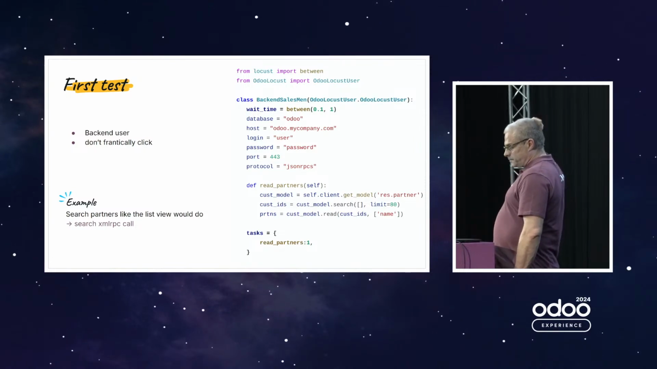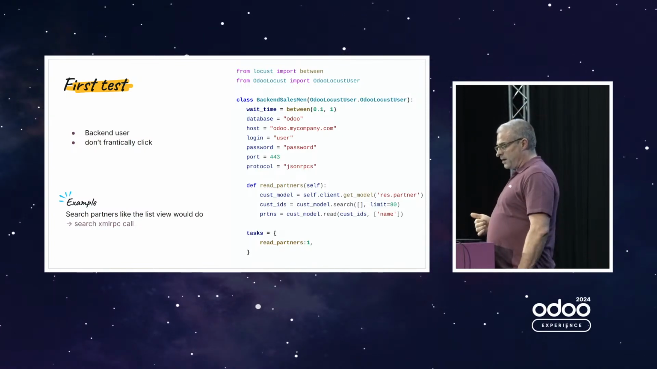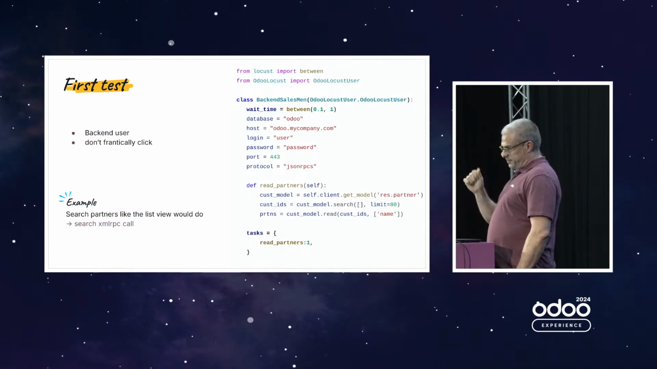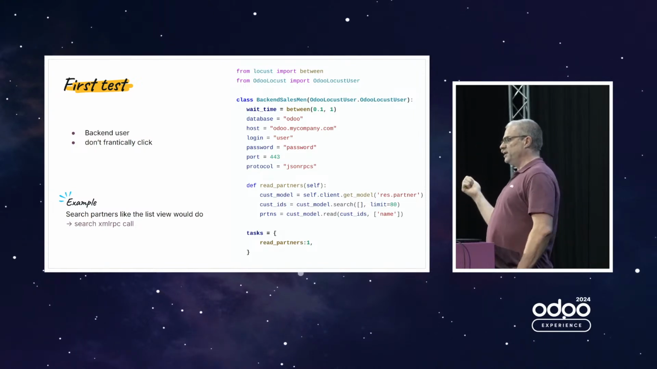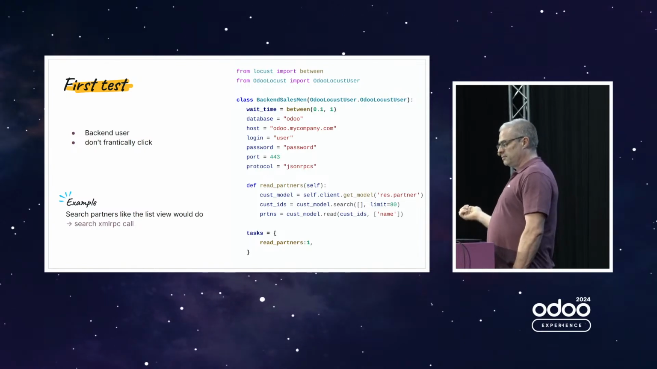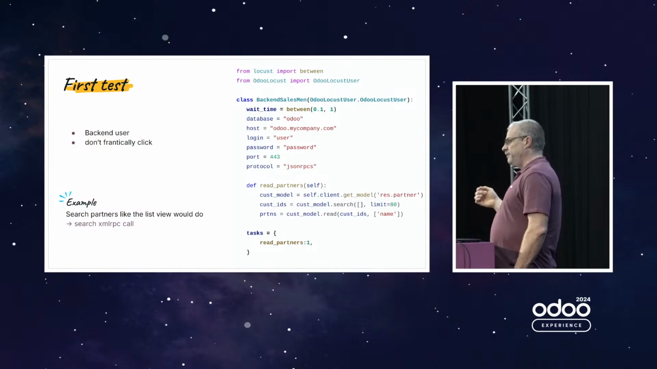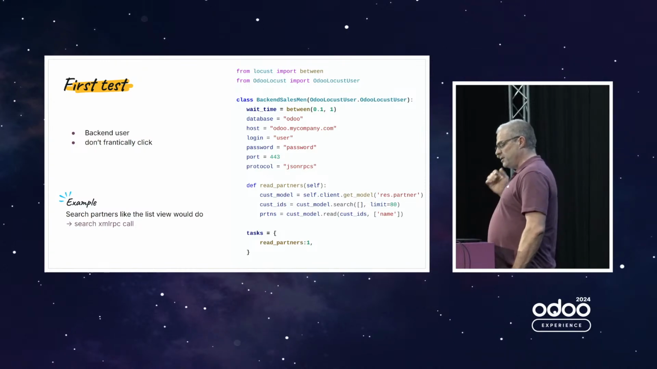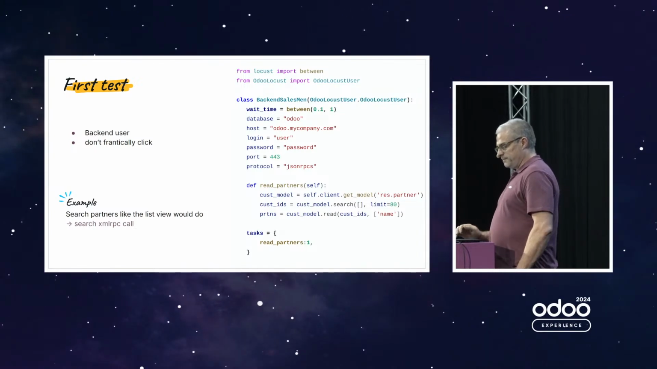You have the login, the password to the database. The protocol, you have JSON RPC or JSON RPC S. The difference between the two is it secure or not? If you are on port HTTP, you are using JSON RPC. If you are using HTTPS, you are using JSON RPC S. And you define the port.